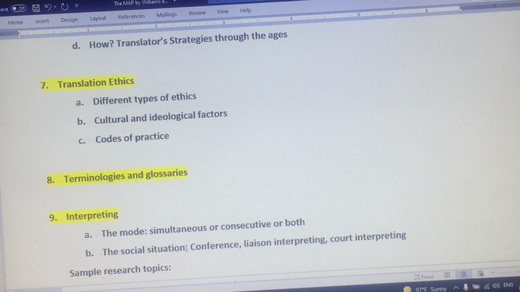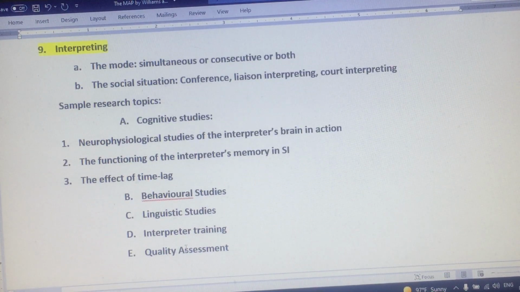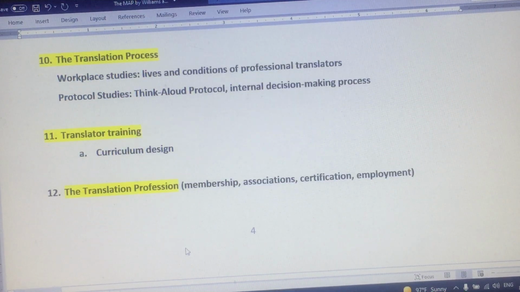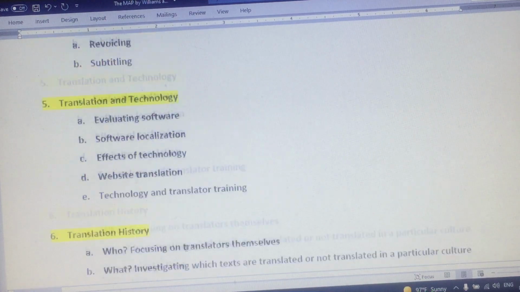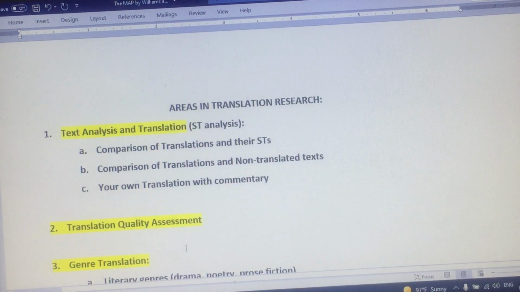translation ethics, and it could be also interpreting ethics, terminologies and glossaries, interpreting, the translation process, translator training, and finally, the translation profession. And these are all the areas that can be considered as being in translation research.